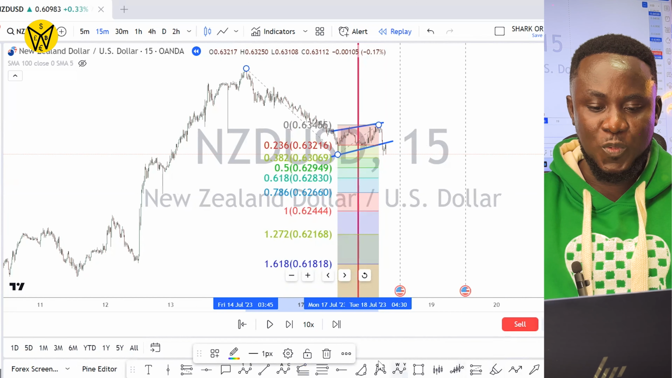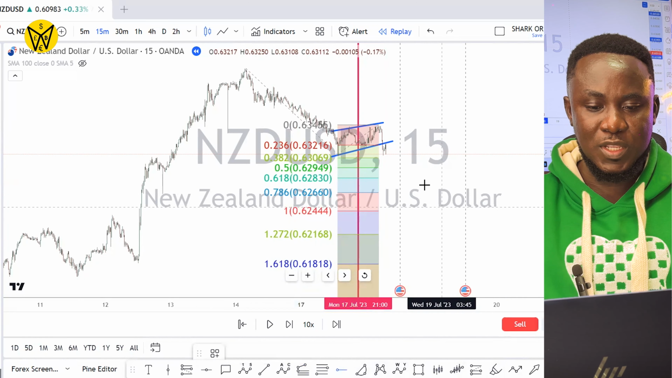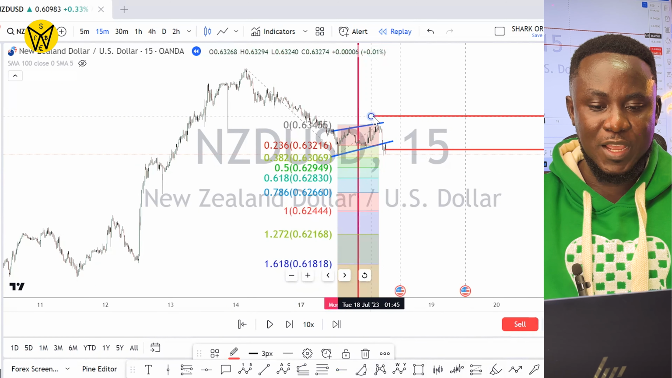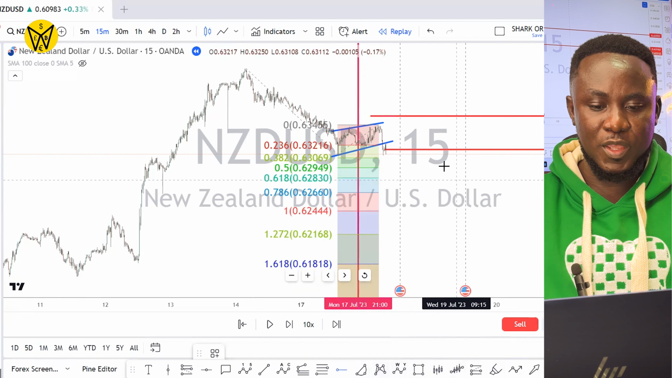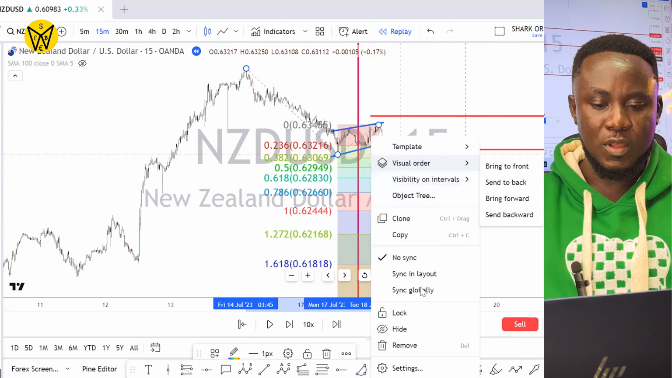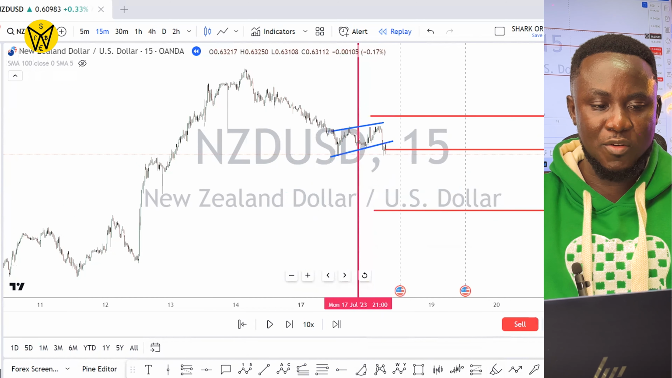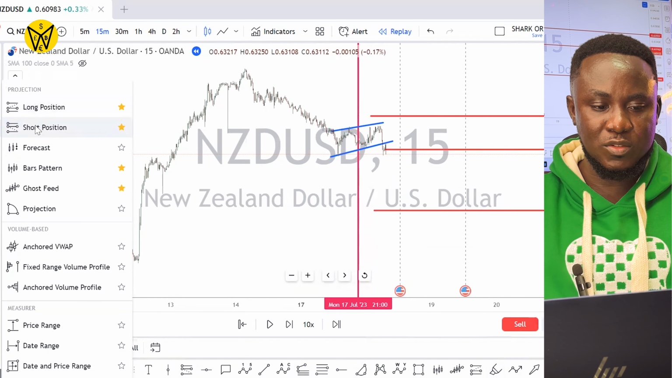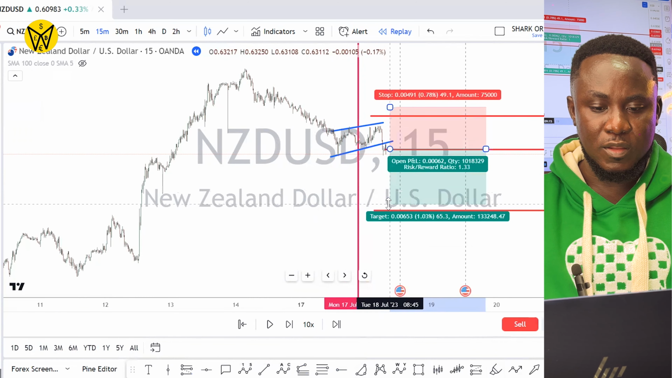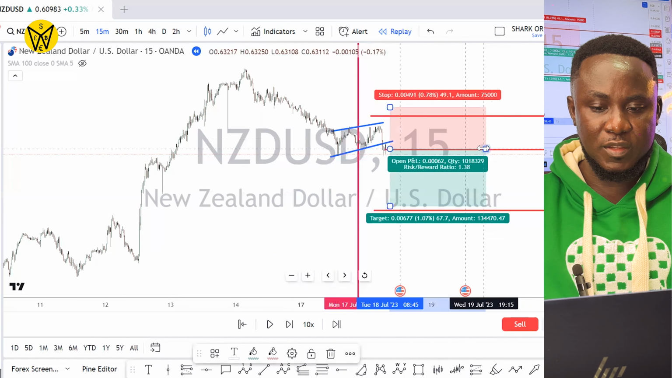Now, at this point, what you are going to do is to sell over here. You put your stop loss over here, and your take profit will be here. Now, let's look at the risk to reward ratio with this. So we are going short. We have our entry here and our take profit here.